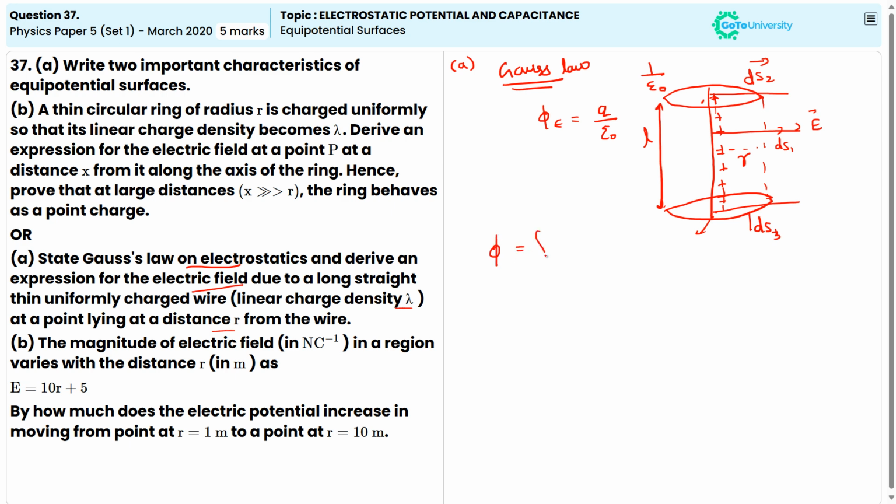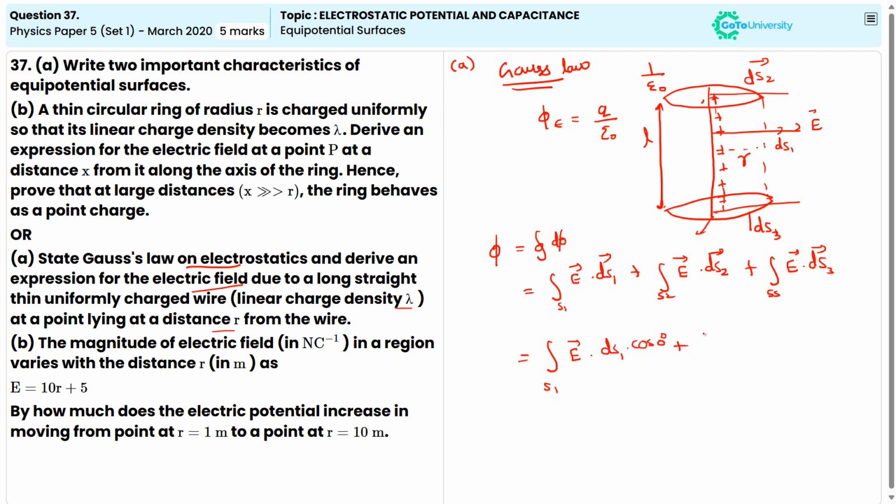So let us write phi, which is equal to d phi, which is equal to integration of E into dS1 plus integration of E into dS2 plus integration of E into dS3. So now the integration over S1 gives E into dS1 into cos 0 degree, plus integration of E into dS2 cos 90 degree, plus integration of E into dS3 cos 90 degree. So we have E into dS1, which is equal to E into 2 pi r L.